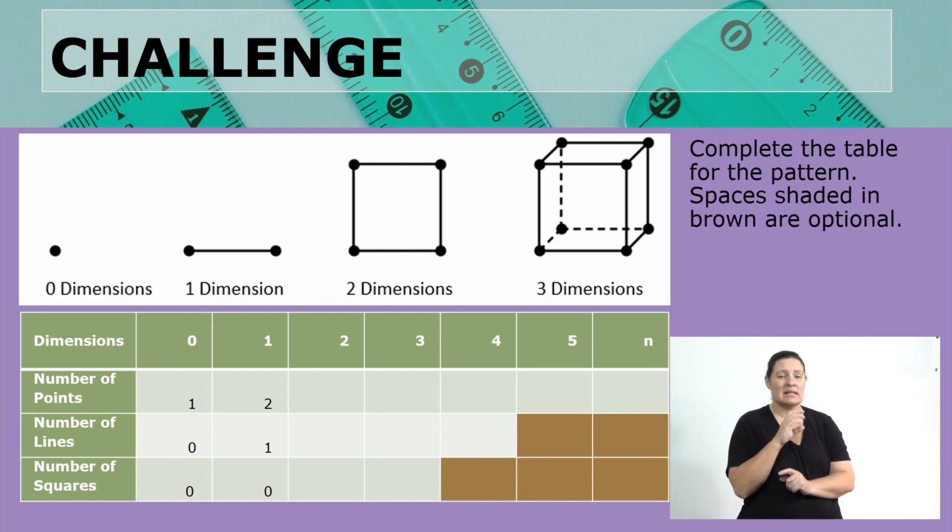So the first one, which is 0 dimensions, the number of points that we have there is 1. And as we can see, there's 1 there. And the number of lines, we have no lines at all. And the number of squares, we have no squares at all. Now, can you continue with the second one and the third one and the fourth one as well? That is a challenge for you, and I hope you'll be able to do it.